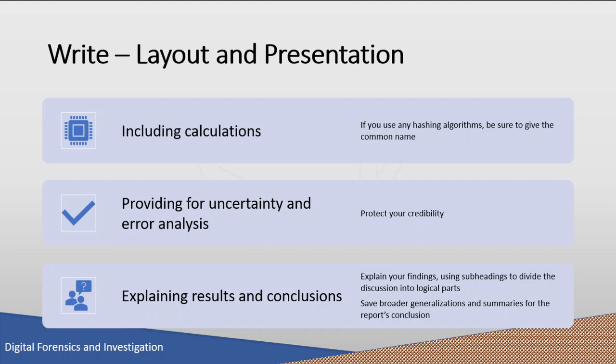For example, to explain why you are using the MD5 hash, you might cite the National Software Reference Library as an authority. You could also cite a court case, for example, in which the tool's validity has been accepted previously.